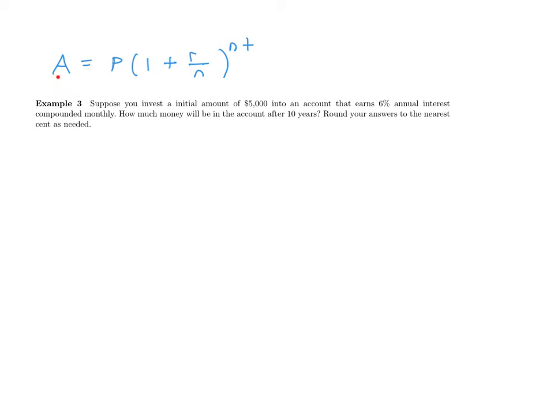Here, A is the value of the account after some amount of time, P is the principal, R is the annual interest rate expressed as a decimal, N is the number of times that you compound, and T is the duration of time. So by looking through this problem, the principal is $5,000. The annual interest rate expressed as a decimal is 0.06. The number of times that we are compounding is monthly, so that means a total of 12 times. And T is equal to 10, and that's written in years, which is good because that has to match up with an annual interest rate.